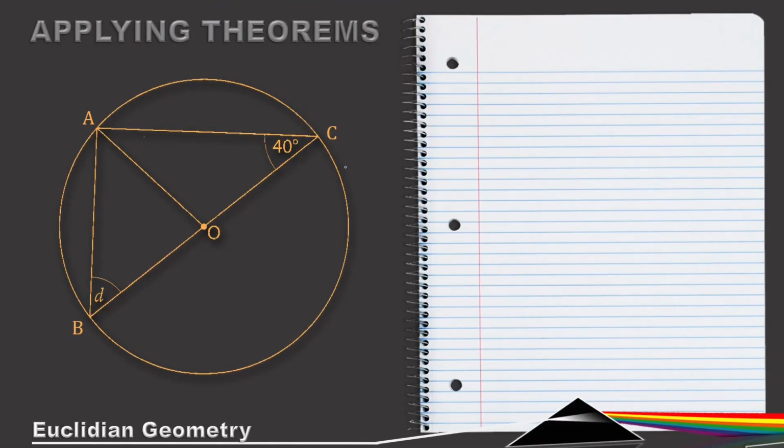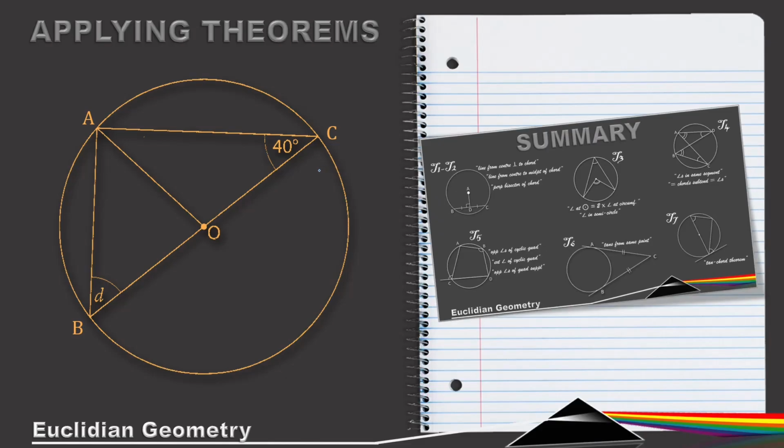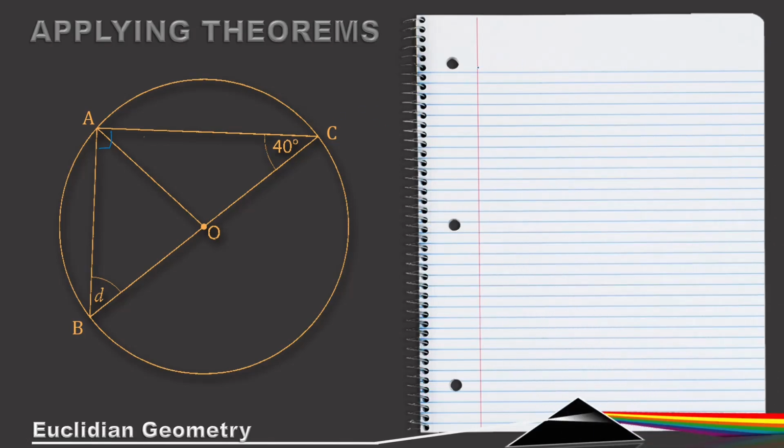Right, now in this case, if we look at our summary, this is the diameter, and we know that the diameter subtends a 90-degree angle. So then we have a triangle over here, and we can apply angles of a triangle to solve for D, because they add up to 180. Our reason is going to be angle in semicircle. So I have that BAC is equal to 90 degrees because of angle in semicircle.